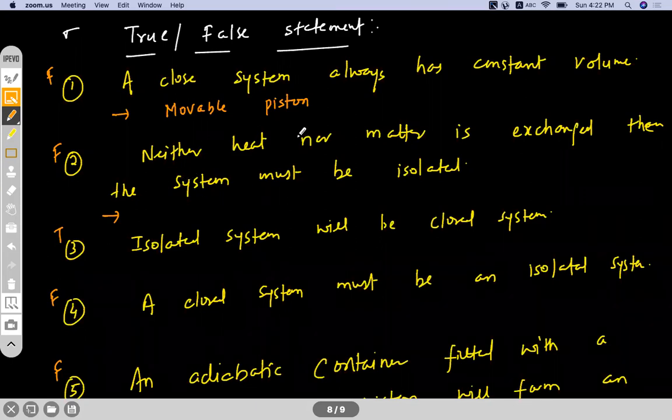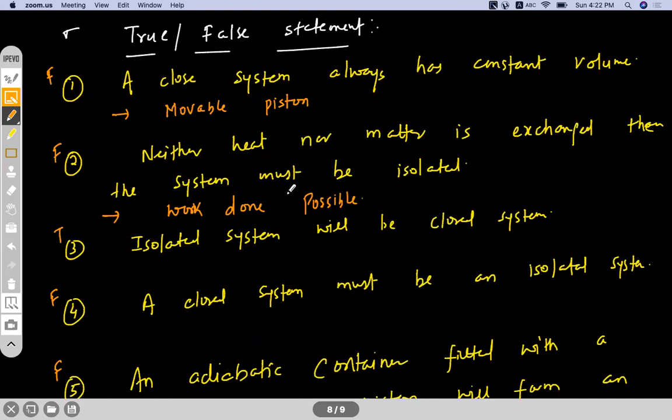This one is also false, because heat exchange is possible with work done also, right? So work done is possible here. Heat can be exchanged with the help of work done. On its own, heat and matter are not exchanged, but when you do work on the system, or if the system is doing work, then in that course there will be an exchange. That is the explanation of the second one.